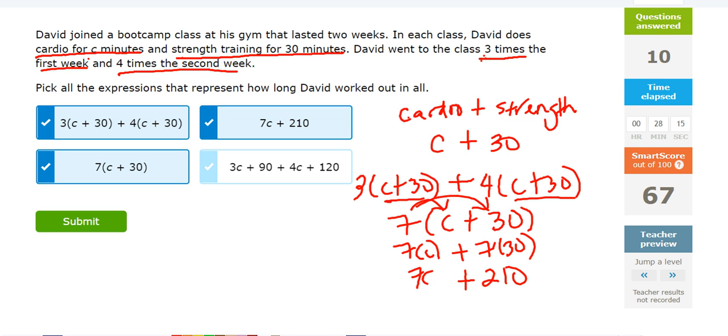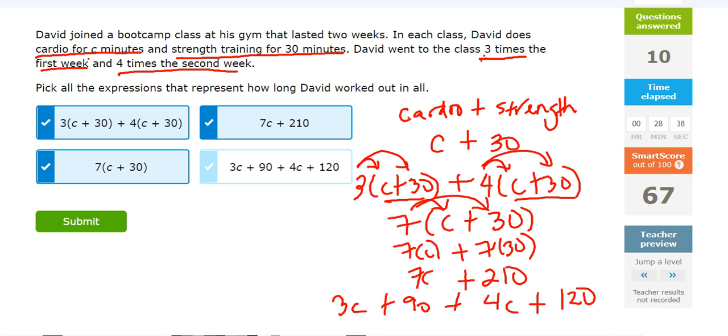And then, is this last one accurate? Well, let's see. 3C plus 90 plus 4C plus 120. Well, if you had distributed the original expression, then you absolutely would have gotten 3C plus 3 times 30, which is 90, plus 4 times C, which is 4C, plus 4 times 30, which is 120, which is an important distinction to be able to make. And so I now see that all 4 of these are accurate answers.